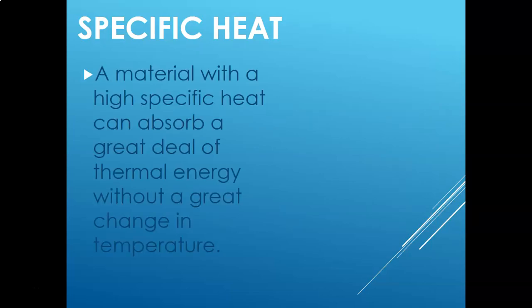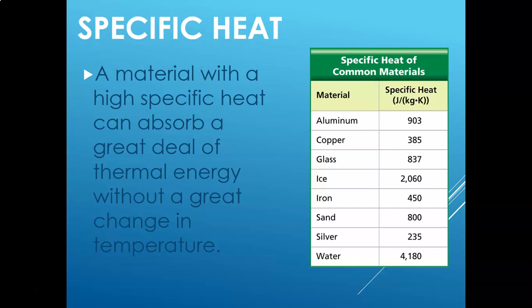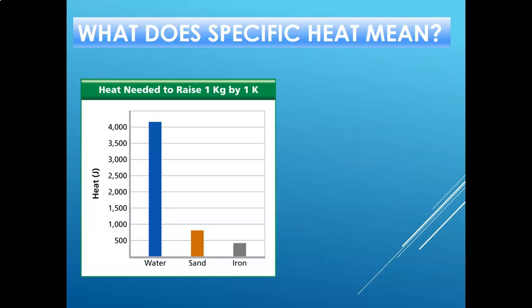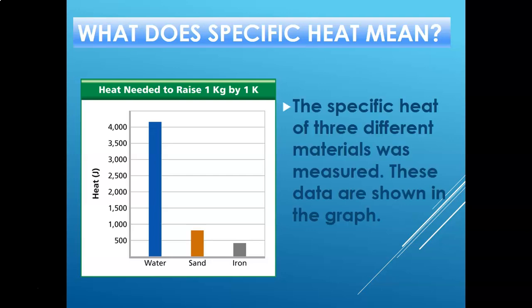Okay, so specific heat. You can see the chart there, at least part of the chart. You can see that ice has very high specific heat compared to the others on the chart. Also, water at the bottom has high specific heat, which means it would transfer heat very slowly. So what does this all mean? It's the heat needed to raise 1 kilogram by 1 Kelvin. You can look at the chart there, comparing water, sand, and Fe, iron.